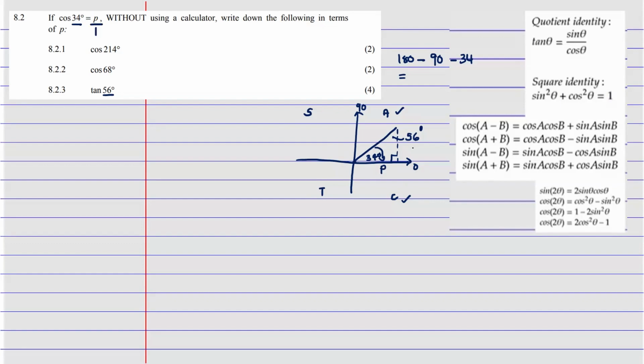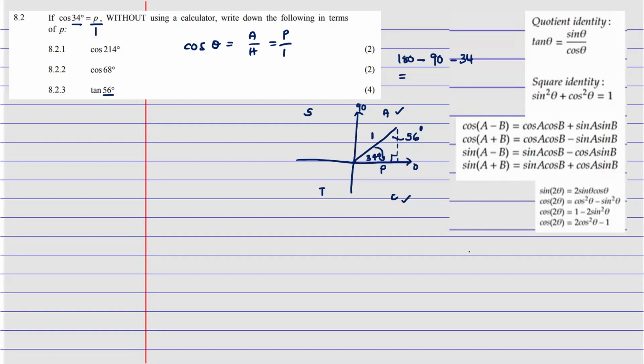So it's adjacent. You remember that cos theta is equal to adjacent over hypotenuse, and our hypotenuse right now is 1, since this is P divided by 1. Is everyone okay with that? So the hypotenuse is going to be 1. Is everyone okay with P and 1 in the positions that they're in? Yes, ma'am.